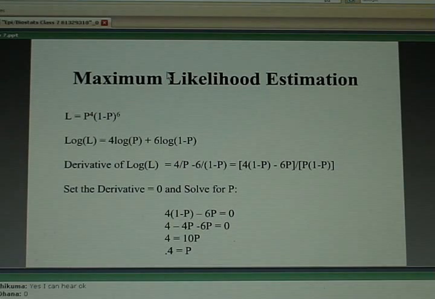But we want to take the derivative of this expression with respect to p. If you've had some calculus and you want to remember it, it turns out to equal the following expression: 4 divided by p minus 6 over 1 minus p. You could write that as one fraction: 4 times 1 minus p minus 6 times p, divided by p times 1 minus p. What value of p gives me a value of 0 for this expression?